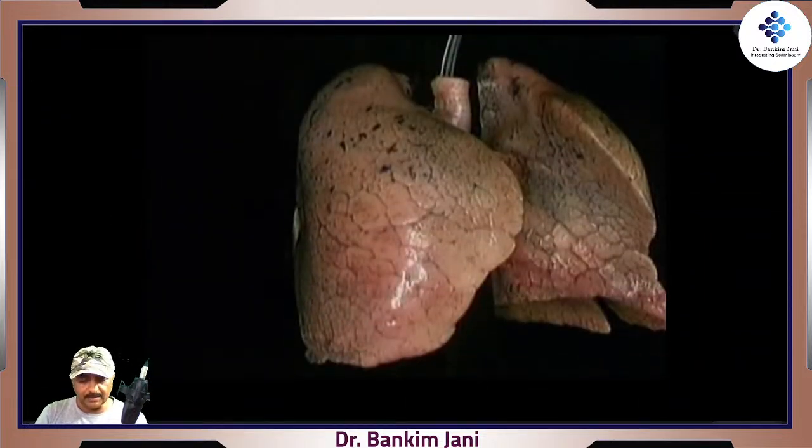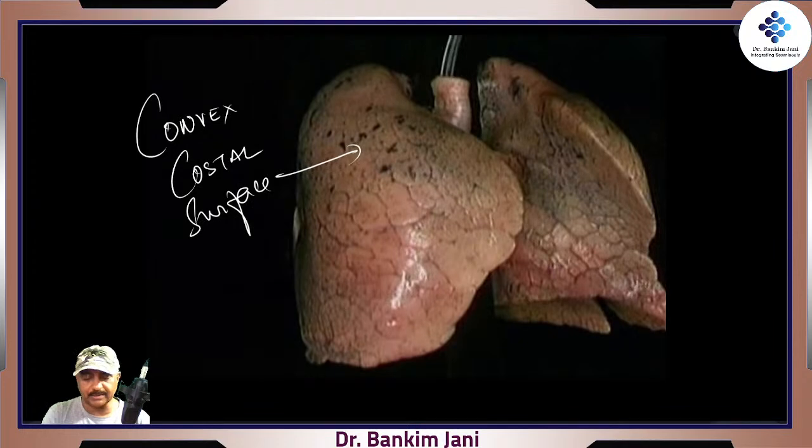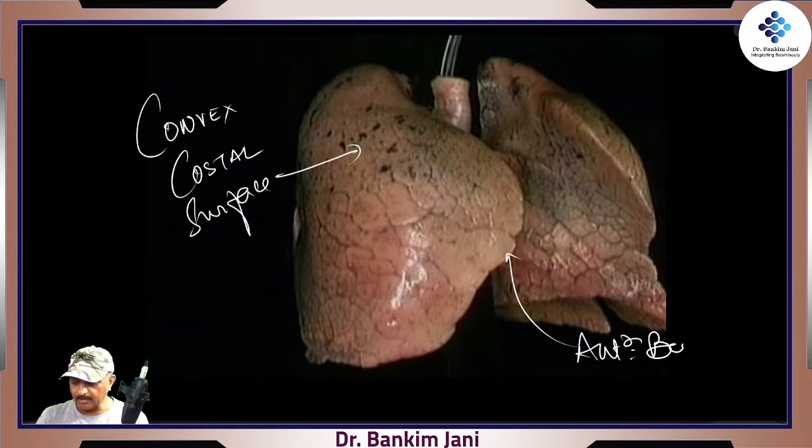So here it is. See, this is how it really looks. It is smooth and it is convex, the convex costal surface. So these are the three surfaces. See the anterior border, how sharp the anterior border is. So that's the anterior border.